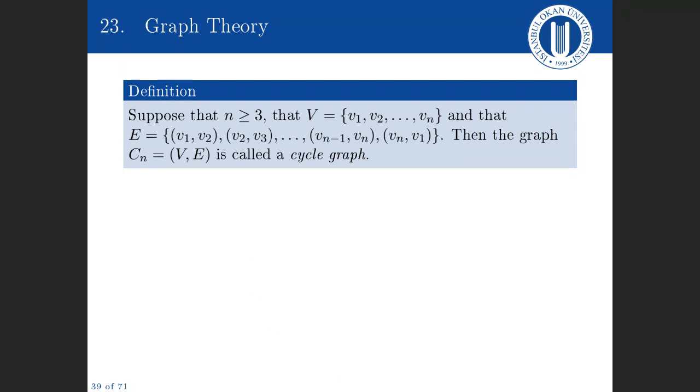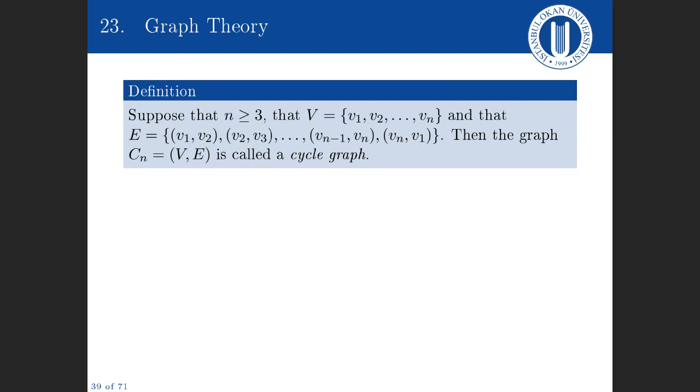Suppose that n is a natural number which is 3 or bigger. Let V be the set of n vertices and let E be the set containing these edges. V1 is connected to V2, V2 is connected to V3, V3 is connected to V4, V4 is connected to V5, etc. And then the final edge connects the last vertex with the first one. Vn is connected to V1.